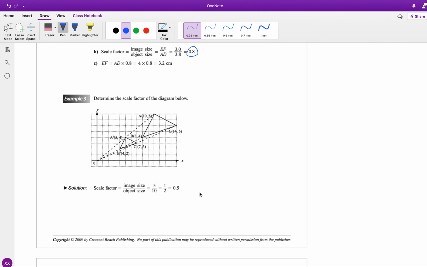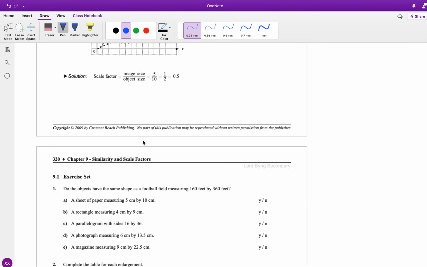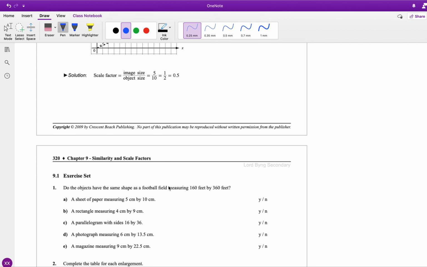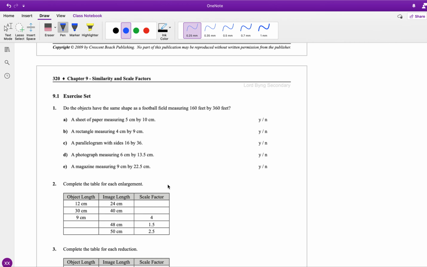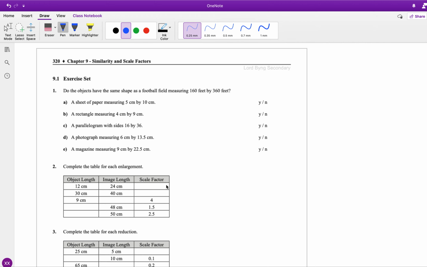And then this one, take a look at by yourself. That's method 1, so you don't have to do method 1. Then you can do the questions in the exercise. It should not be difficult whatsoever.